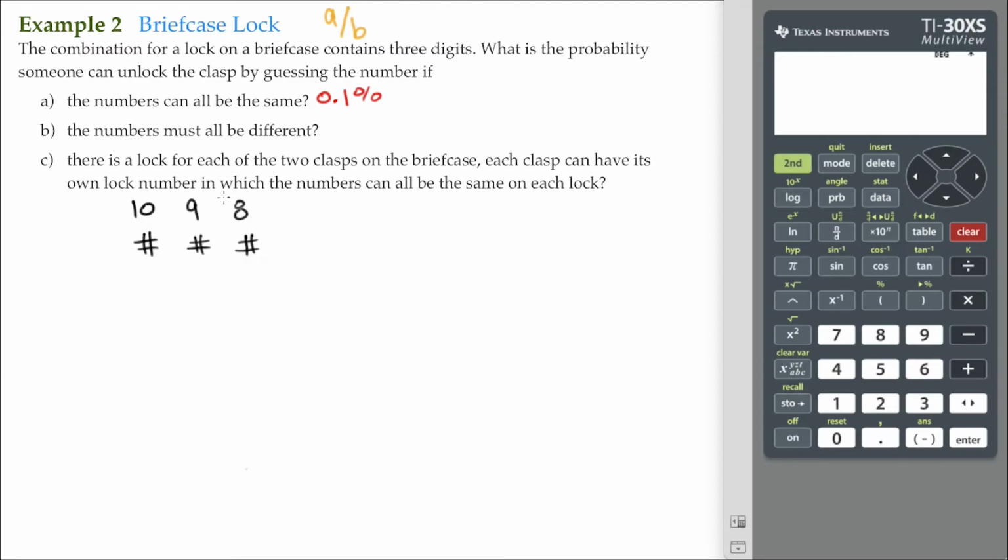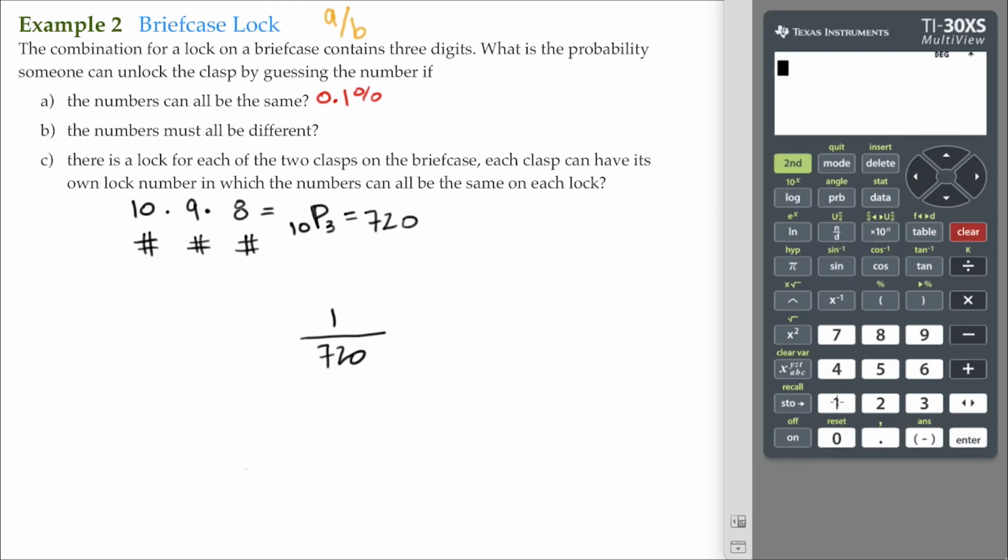Using the fundamental counting principle, we just go ahead and we multiply. This is the same as 10 permutate 3. And 10 permutate 3, well, 10 times 9, that's 90. 90 times 8, that's 720. So there are 720 different ways to assign the numbers if the numbers must all be different. That's our B. Of course, there's only one correct number. That's 1 out of 720.